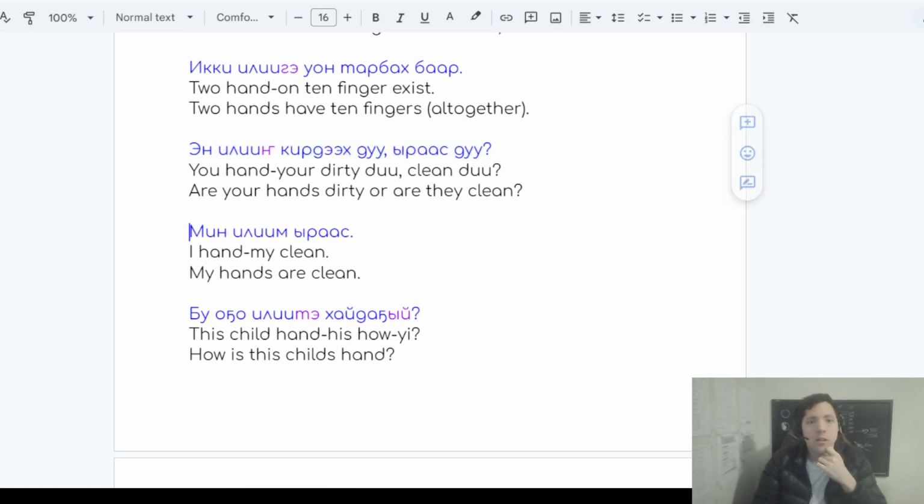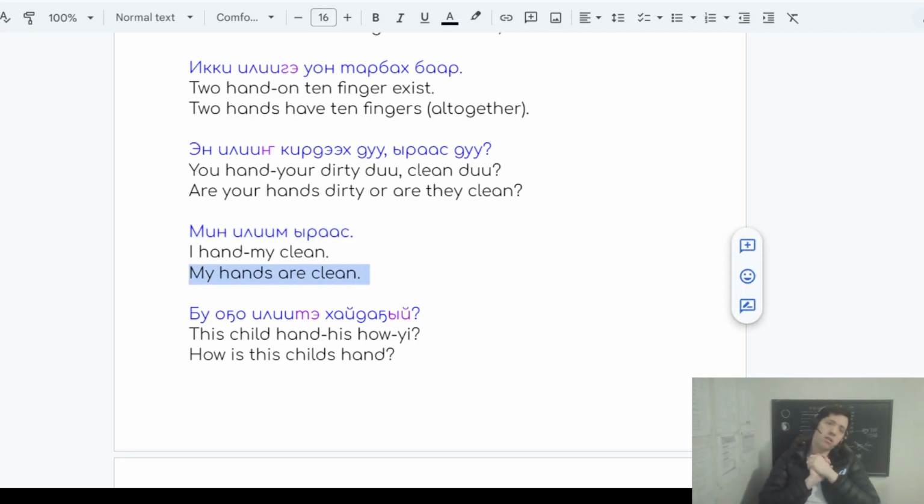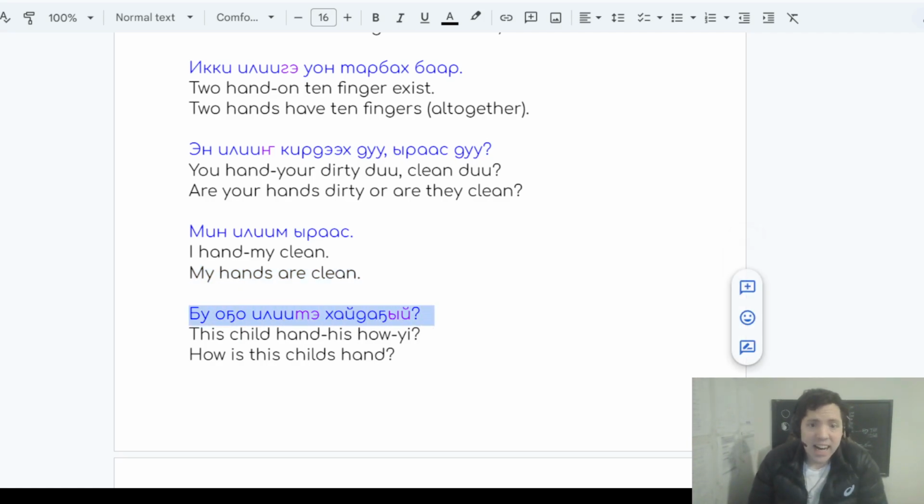Min ilim ras. My hands are clean. Minili maras. Bu ora ilite haidari. How is this child's hand?